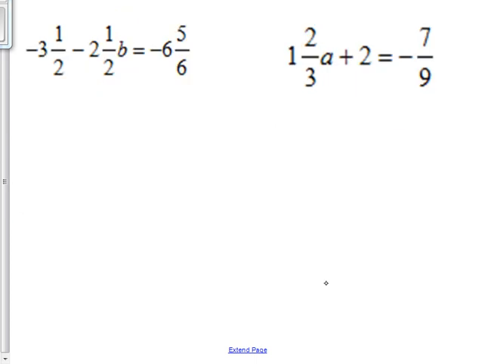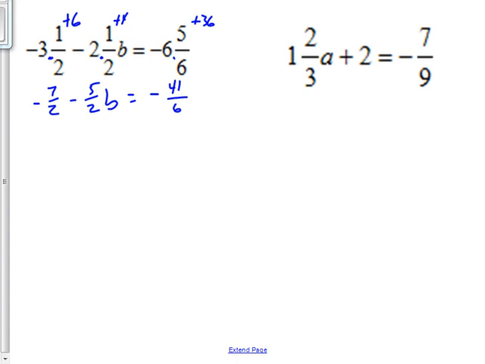All right, our last two examples. I see I got a lot to work with here, so let's get started by changing everything to improper fractions. So 3 times 2 is 6. 2 times 2 is 4, and 6 times 6 is 36. So let's go ahead and rewrite the whole thing. Let's go negative 7/2 minus 5/2 b equals negative 41/6.